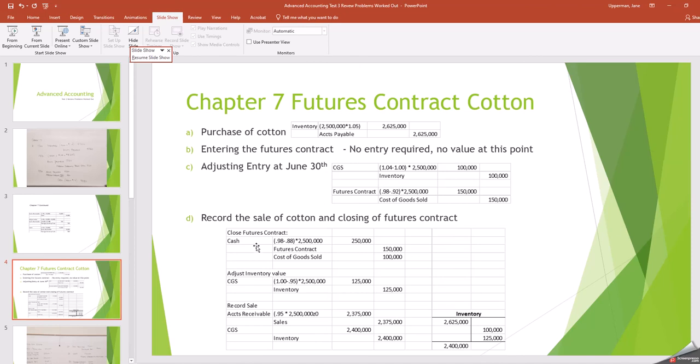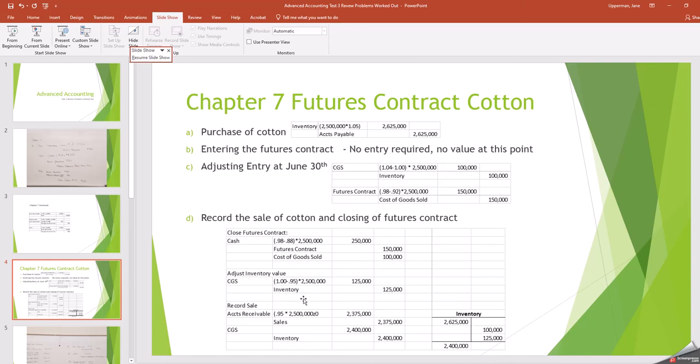Now then when we actually sell the cotton, there's a series of entries. So first we're going to actually close the futures contract. The person who entered the contract with us now owes us the money. And then we look at, well, what is the actual rate? So we entered into the contract at 98 cents. The spot rate is now down to 88 cents. So they owe us 10 cents per pound of cotton. So 10 cents times the 2.5 million gives us $250,000 cash coming in. We take the futures contract off of our books. It's only at this June 30th balance. And then the remainder is a credit to cost of goods sold.